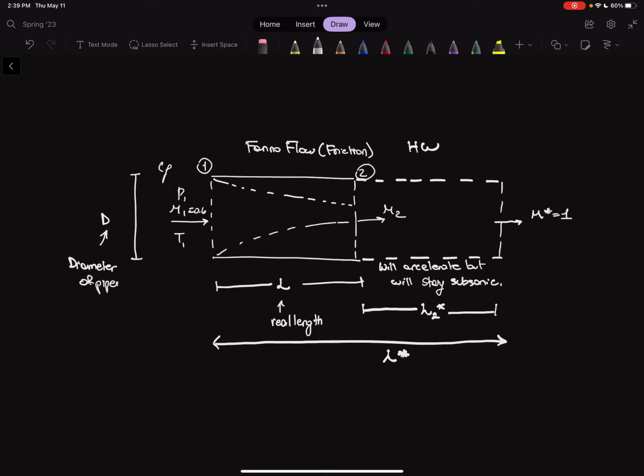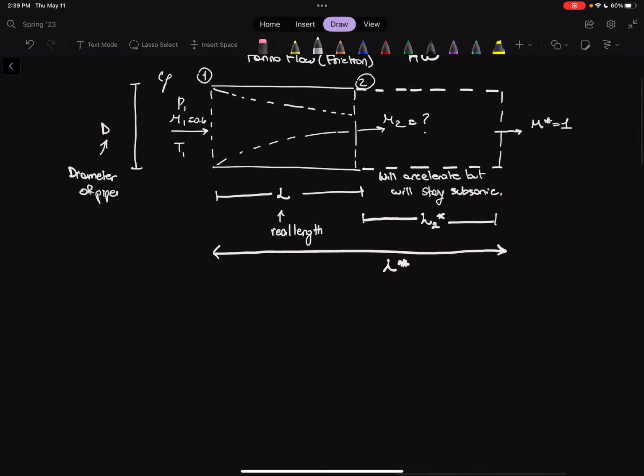What do you mean? Because you said we're gonna non-dimensionalize. Yeah, so L. Once you have done this sketch, the question is what is M2? So what you can do first is calculate your 4 CF L over D, because all of these are given, and you would find something.